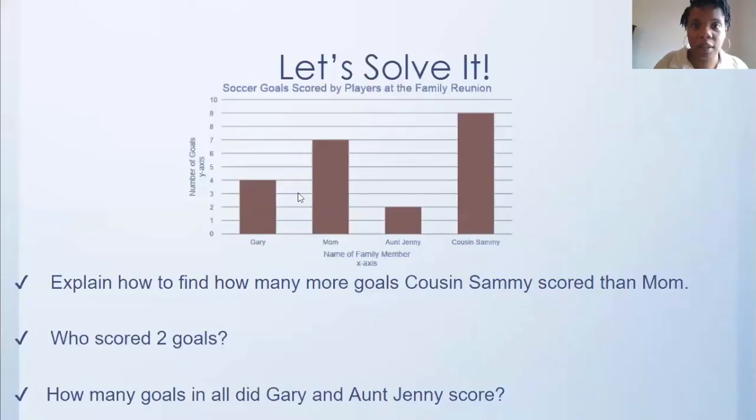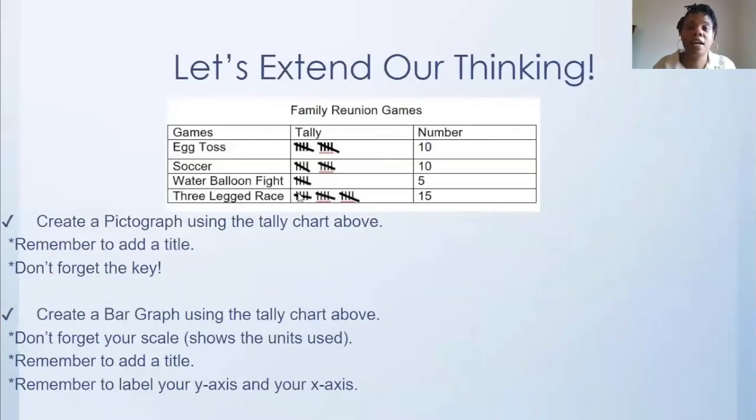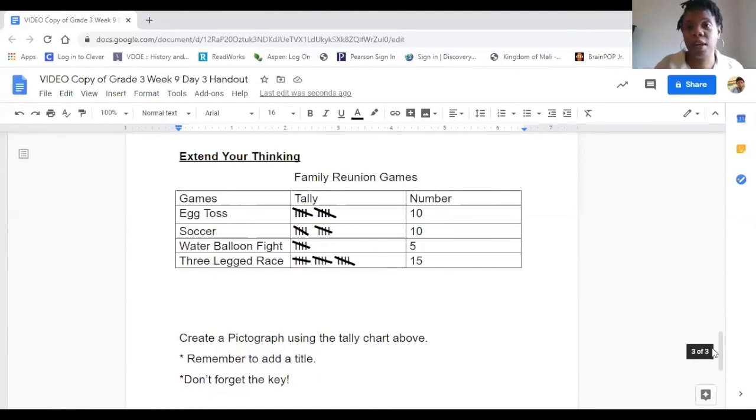All right. Now, let's extend our thinking. You've done a lot of work. You've added new tools to your graphing toolbox. I know you can do this. Here we have a tally chart that is all about the family reunion games that Gary and his cousins like to play. Let's go back to the lesson handout. And just like Gary and his cousins did with the hair color, you are going to take the data from the tally chart and create a pictograph and a bar graph.